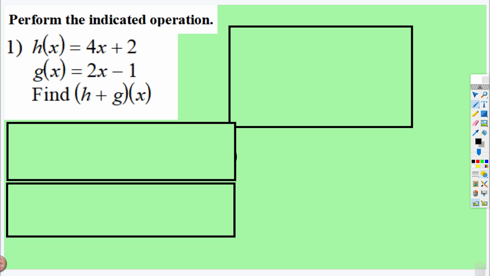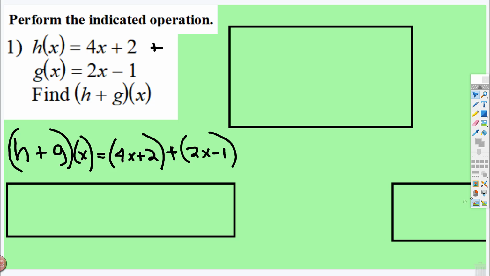So here we're going to add g of x to h of x. You're going to take this function right here and add it to this function. So just like this, here's the h and we are adding the g function. Another way to write h plus g, we could call that a completely different function. We could say this new function, h plus g, is called f of x.